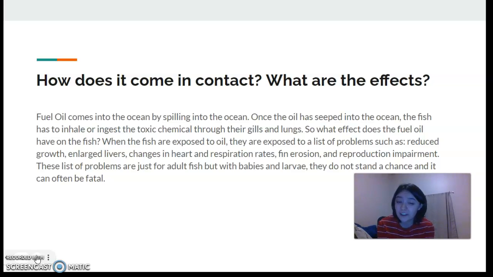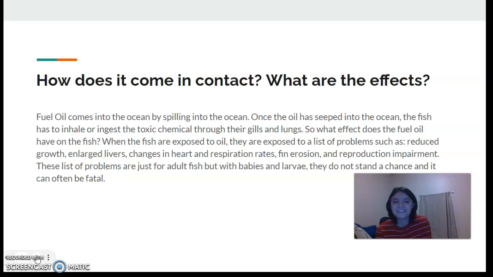So how does it come into contact and what are the effects? Fuel oil comes into the ocean by spilling into the ocean. Once the oil has seeped into the ocean, the fish have inhaled or ingested the toxic chemicals through the gills or lungs. So the ocean is how they live, how they breathe, and their way of life. And when the toxic chemical seeps in through the ocean, it gives them zero option but to take it.